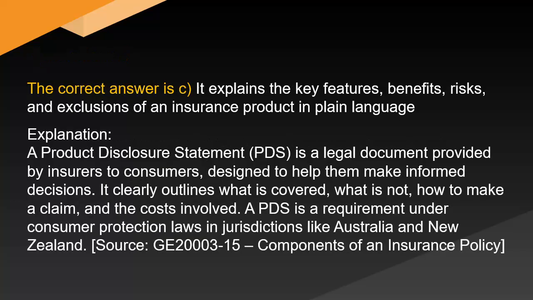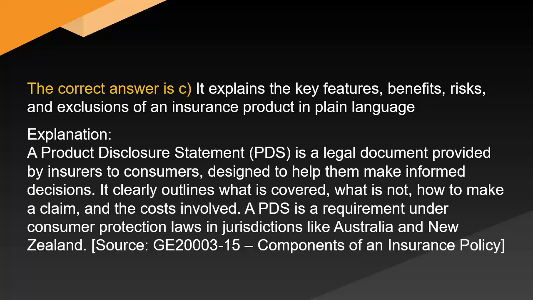The correct answer is C. It explains the key features, benefits, risks, and exclusions of an insurance product in plain language. Explanation: A product disclosure statement (PDS) is a legal document provided by insurers to consumers, designed to help them make informed decisions. It clearly outlines what is covered, what is not, how to make a claim, and the costs involved. It is a requirement under consumer protection laws in jurisdictions like Australia and New Zealand.